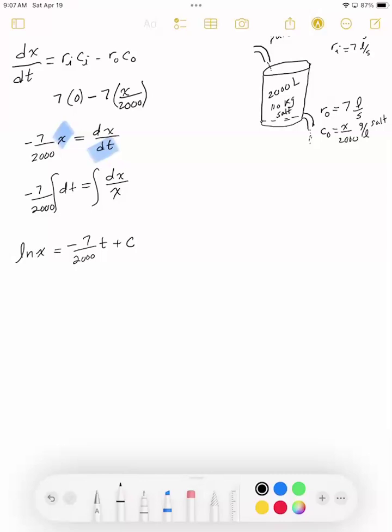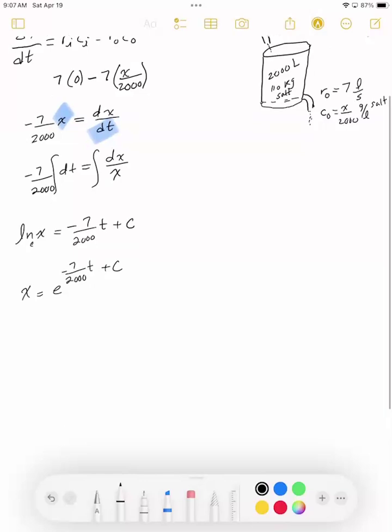So anyways, since natural log has a base e, we say x is equal to e to the power negative 7 over 2,000 t plus c. And we are going to solve for c. Before I solve for c, we know that if I have e to the power a plus c, I can write this as e to the power a times e to the power c, but that's a constant, so I get C e to the power a. So I'm just going to get rid of that c and put it in here.